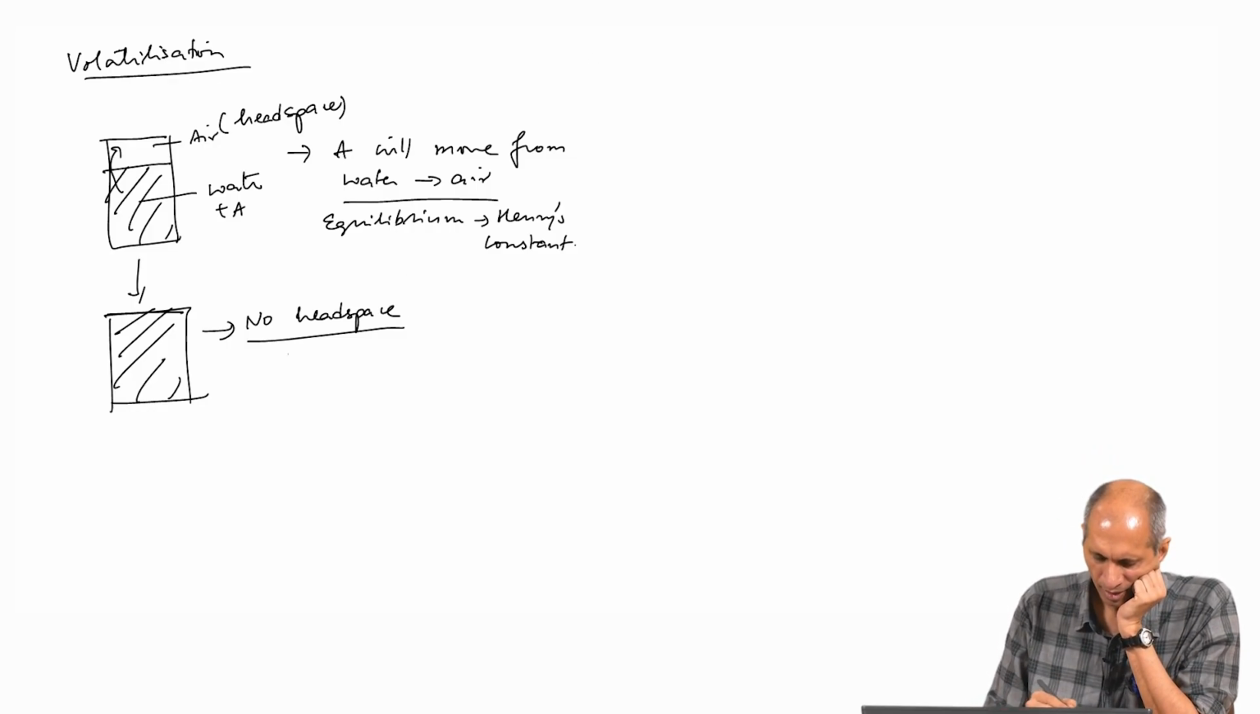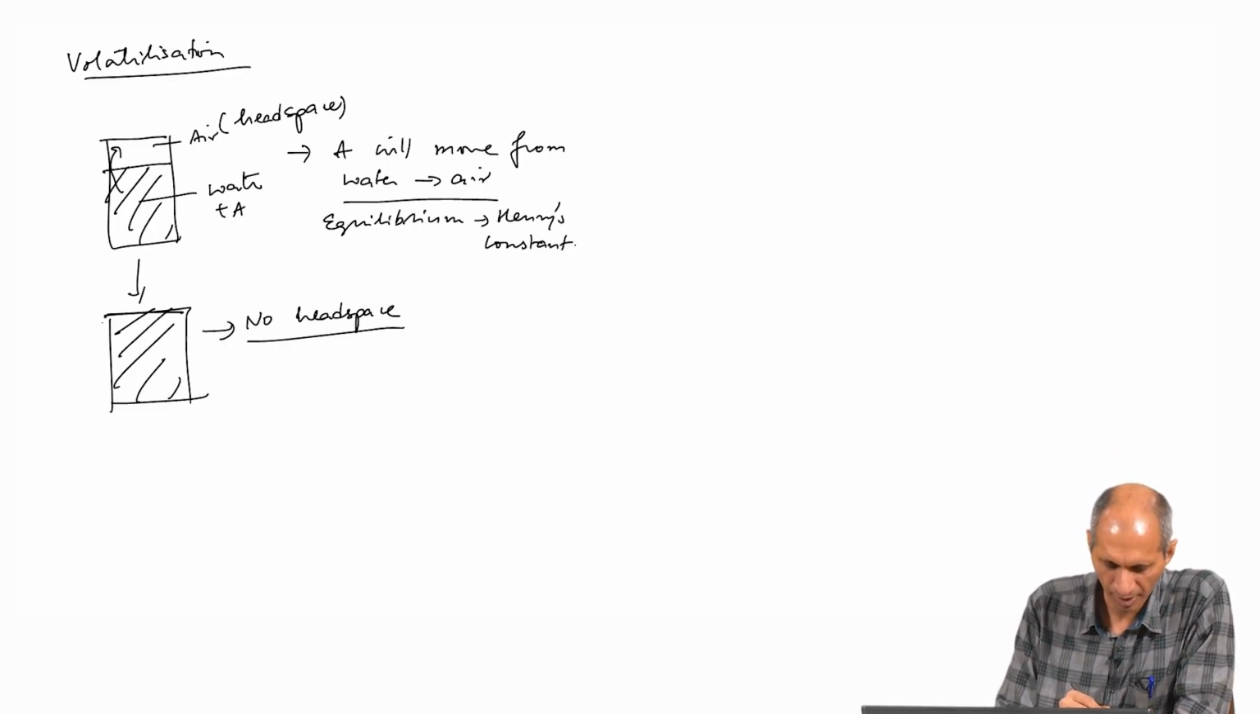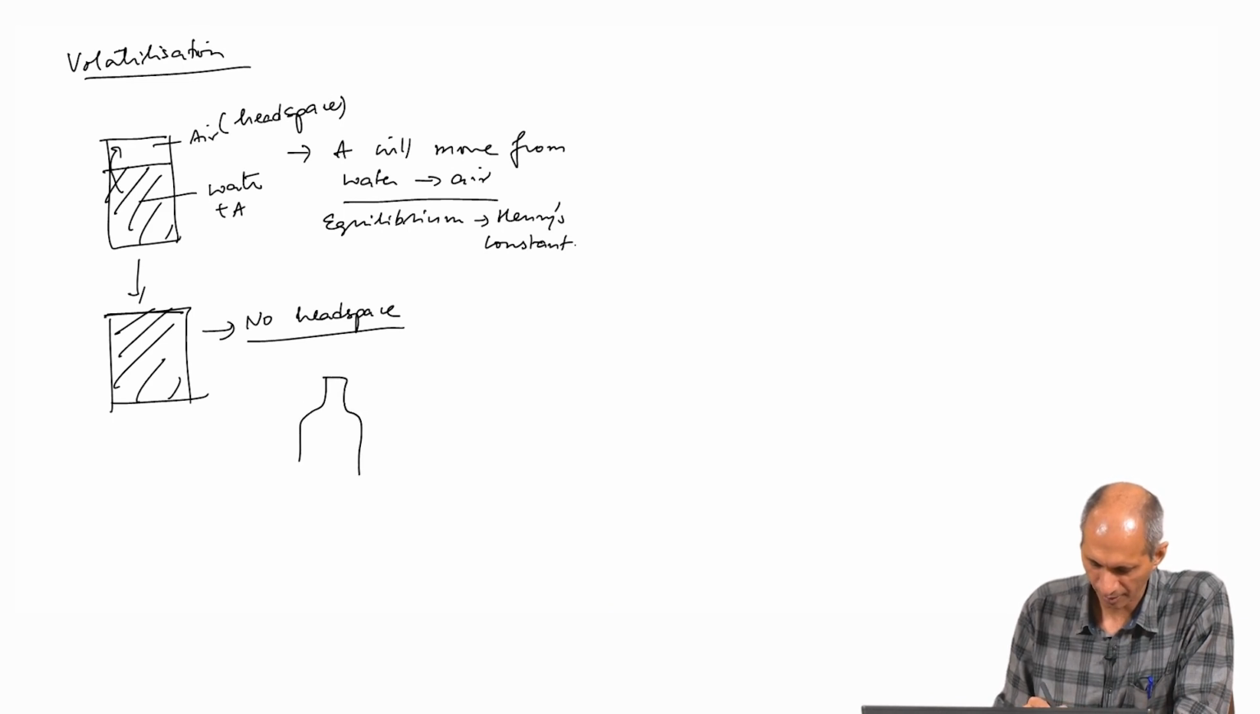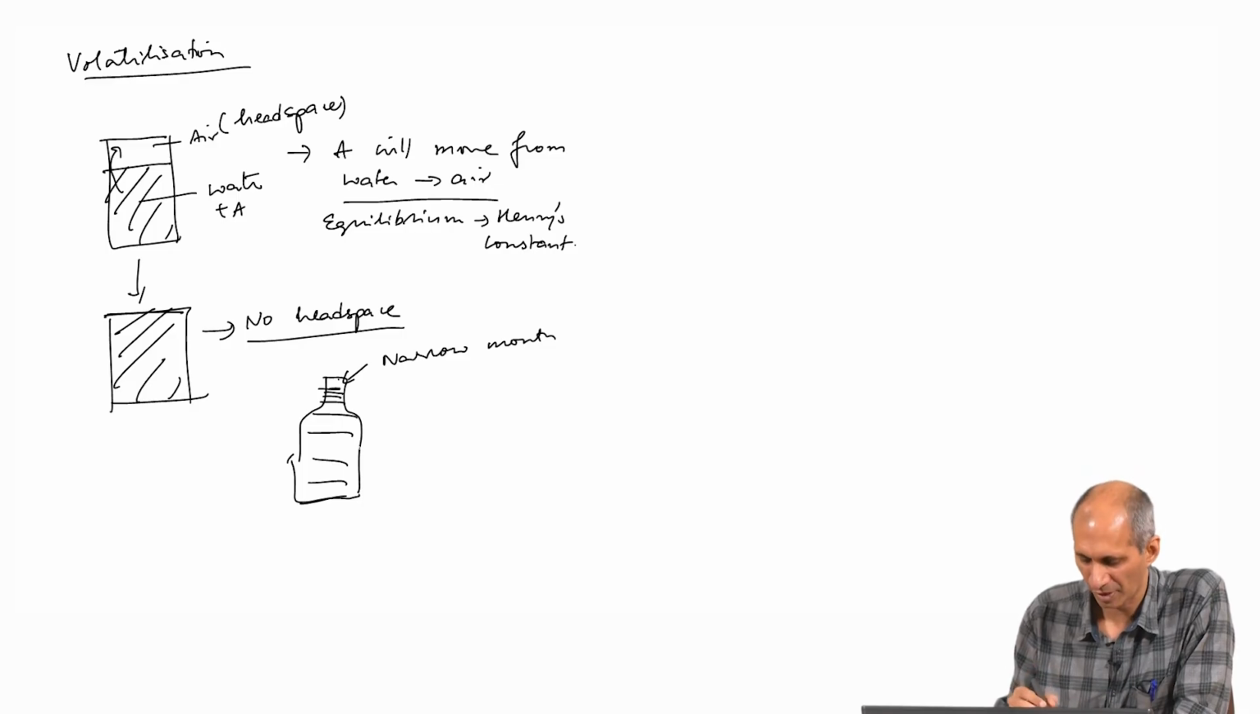The second part is, even if there is no headspace, there is also a chance of loss through the container. So, what are the typical type of containers that we have? All containers need an opening, which typically you have a bottle like this, a jar. The openings are usually narrow mouth, so even if it is full, you have a very narrow opening. So, the evaporation itself is very small. So, narrow mouth bottles are usually taken care of.